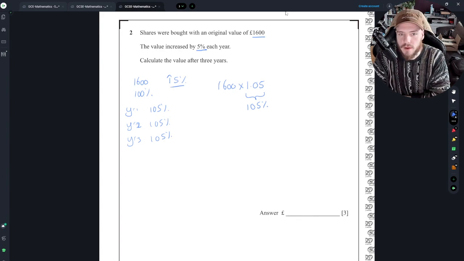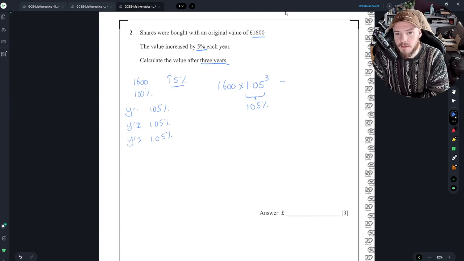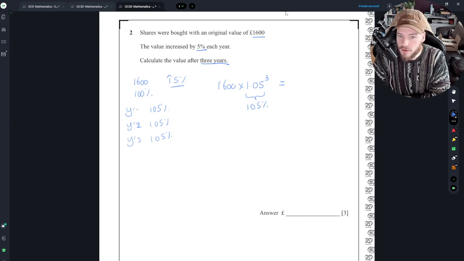Now we're looking for the value after 3 years. What we can do is just cube our percentage increase, and this is a simple way to wrap up this question. There is another method, which is essentially year 1 would be equal to 1.05, and that'll give us an answer.